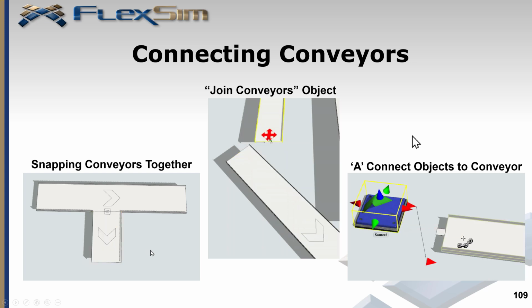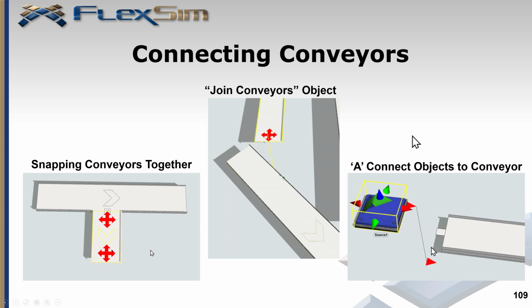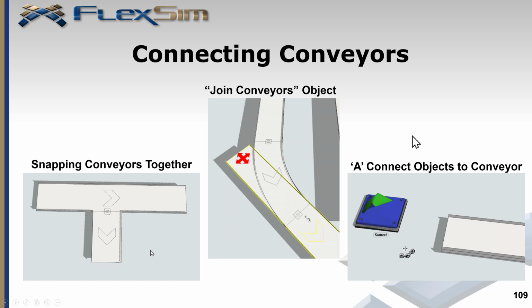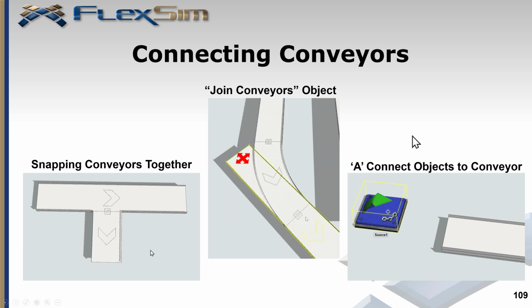An exit transfer is created when you connect a conveyor to another Flexsim object, and an entry transfer is created when you connect a Flexsim object to a conveyor, as shown in this animation with the source being connected to the conveyor.